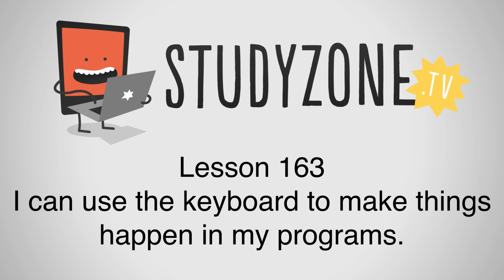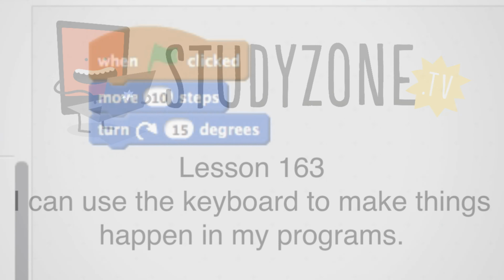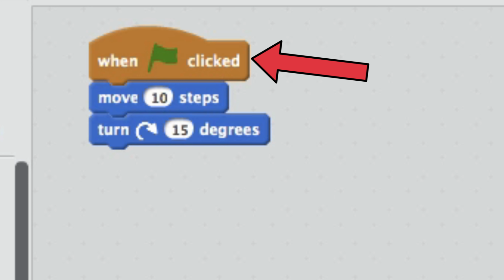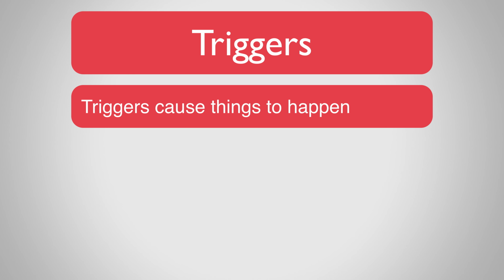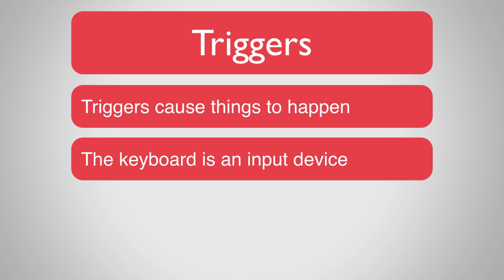All of our programming blocks so far have been triggered in the same way, with the when green flag is clicked trigger. This basically means our blocks of code run immediately, as soon as we run our program. In this lesson we're going to be learning about another type of trigger that can cause things to happen, the use of the computer keyboard. This is known as an input device, as it allows us to put information into the computer. It is these inputs that we can use to trigger blocks of code.